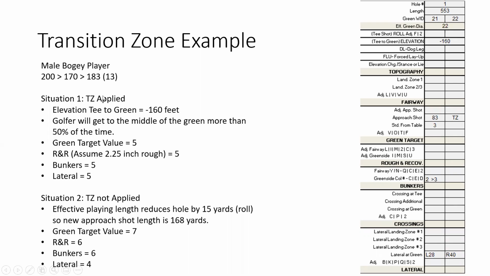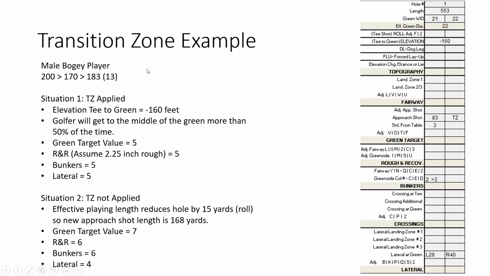So we have the first situation where our elevation tee to green is minus 160 feet, pretty significant. Then we're going to make the assumption that the golfer is going to get to the middle of the green more than 50% of the time. The reason for that is that maybe it's not all at the approach shot, 160 feet down, but at some point that golfer is going to benefit from the hole being downhill, and especially when they get to the green. So that shot is going to get there more often than not.